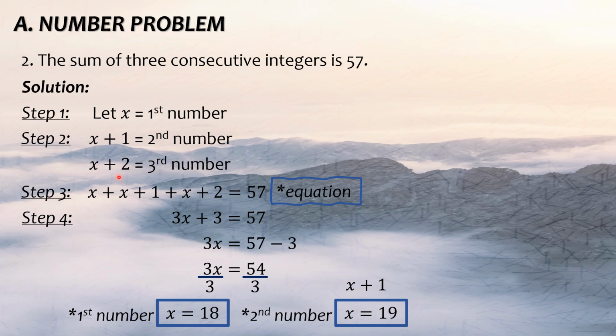Ang third number naman is x plus 2. So, 18 plus 2 is 20, which is the third number. So, kung mapapansin nyo, ang first, second, and third number ay magkakasunod na number, 18, 19, 20, at ang sum nila ay 57.